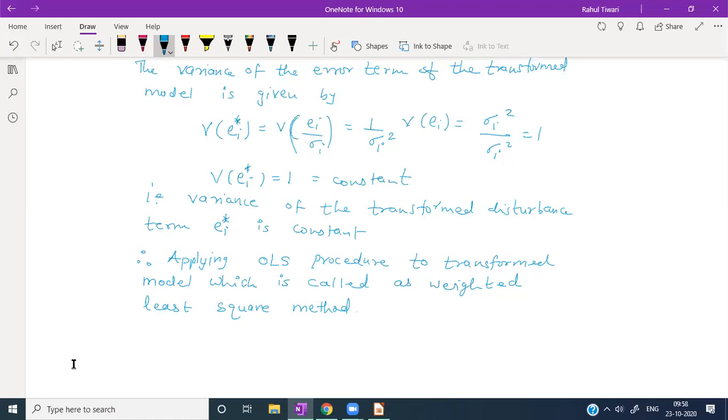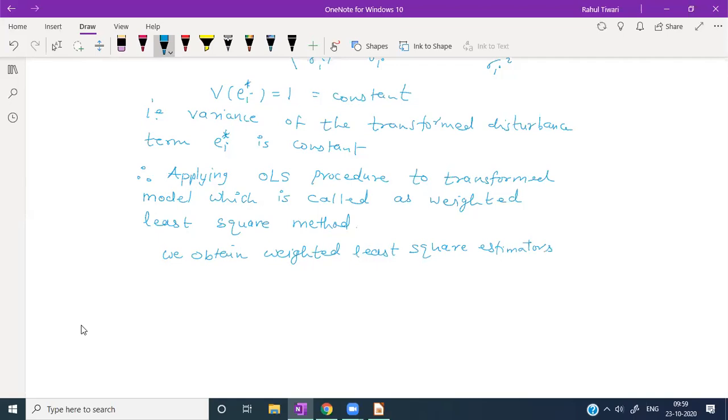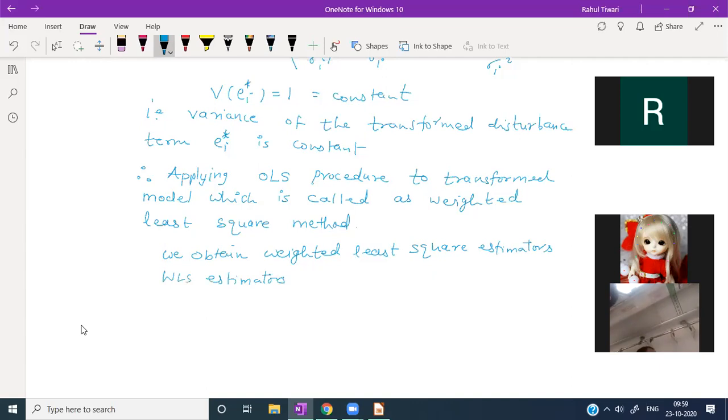And once you know that OLS can be applied, we obtain the weighted least square estimators, because we have beta 1 and beta 2, that is, the WLS estimators.